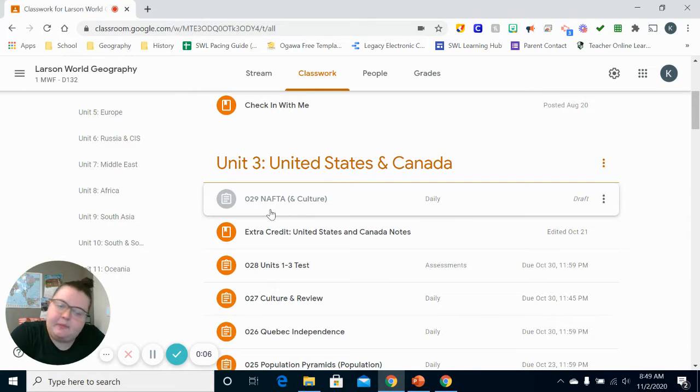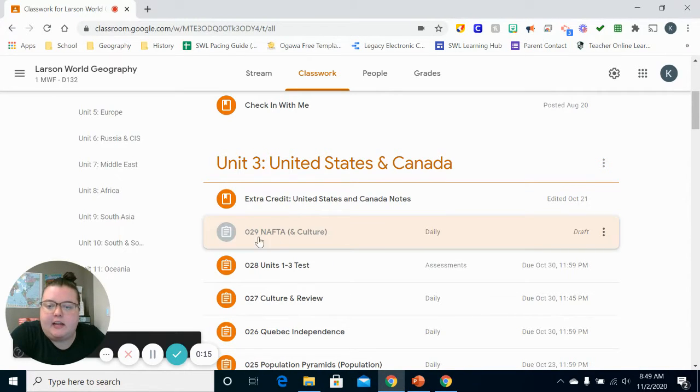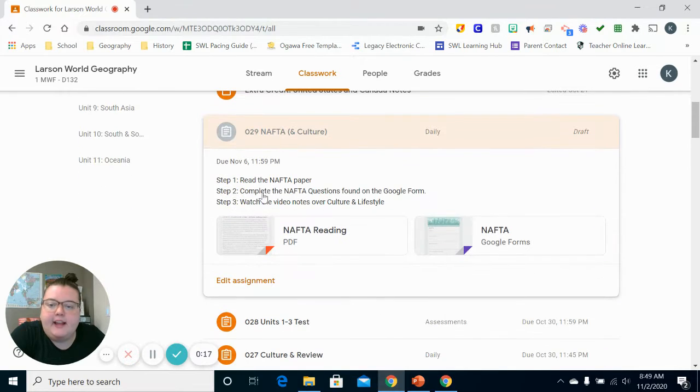So, this will obviously be posted when y'all come in, but it isn't yet because I'm not quite done with it yet. But it is assignment 29. So, you'll come on in here, you'll click on assignment 29, and it will have your instructions. So, step 1 is to read this NAFTA reading. Step 2 is to complete the questions found on the Google form. I will also include the video over the notes. I just haven't uploaded it to YouTube yet.